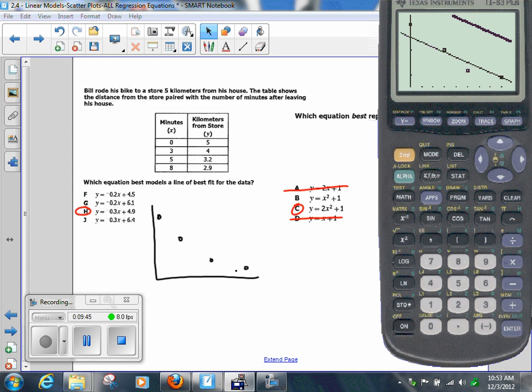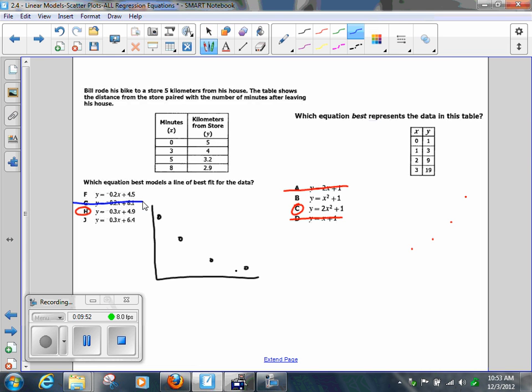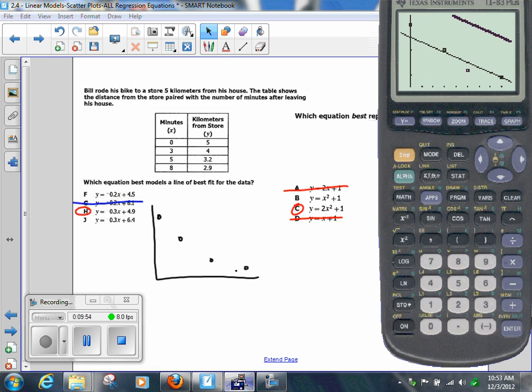All right, definitely that is not an option. Do you guys agree with that? All right, so G is out. Let's try the others. Negative 0.3x plus 4.9. That's the first line. There's the second line.